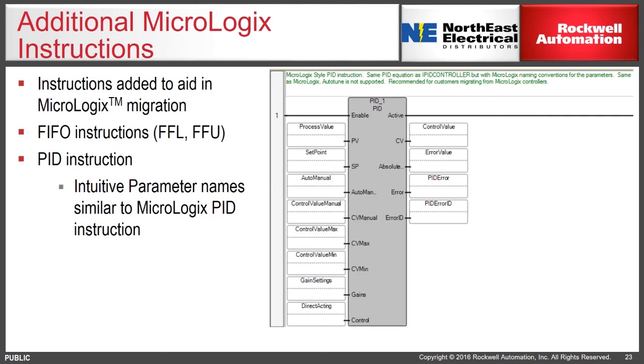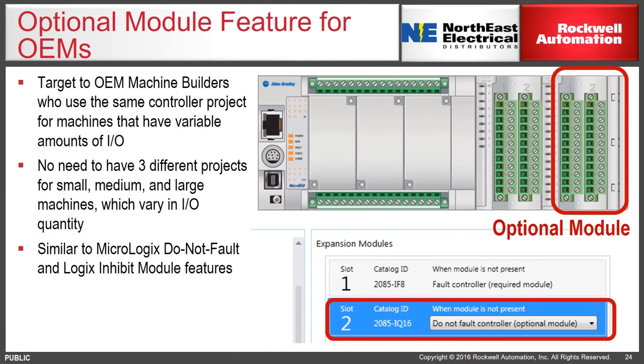There is a new PID instruction similar to that of the MicroLogix, using the intuitive parameter names that you would be familiar with if you're migrating from a MicroLogix. We can now have a single program for various size I/O quantities by allowing the processor not to fault if optional modules are not needed. This is great for OEMs that have varying quantities of I/O, maybe a small, medium, and large machine.